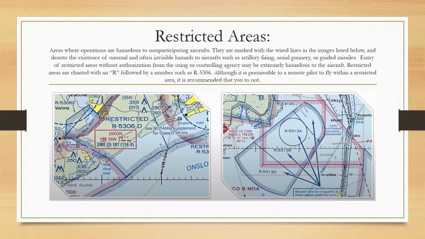If you look over in the bottom right hand corner image, we can see an R5313A, or R5313B, or C, or D, which give you an idea of kind of what those restricted areas actually are. So while it is permissible for a remote pilot to fly within a restricted area, it is highly recommended that you do not.